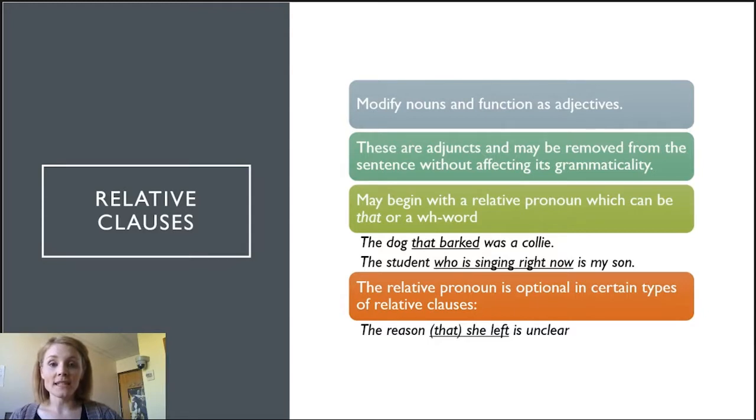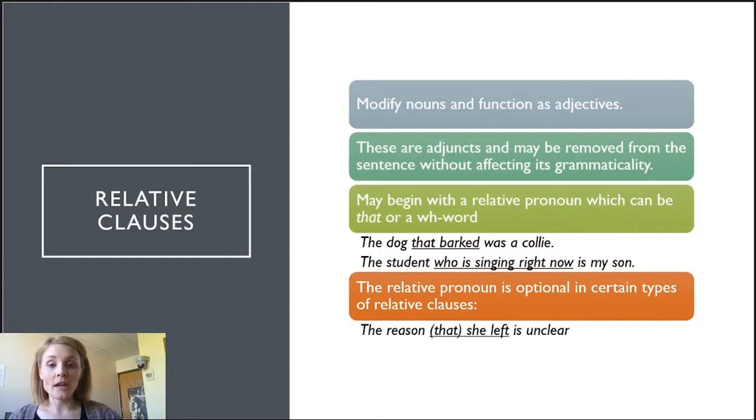So relative clauses, again, modify nouns and function as adjectives. They're adjuncts and can be removed from the sentence, and they may begin with a relative pronoun, which can be that or a WH word. So in the sentence, the dog that barked was a collie, the relative clause is that barked, and that is the relative pronoun. In the sentence, the student who is singing right now is my son, the relative clause is who is singing right now, and the relative pronoun is who.